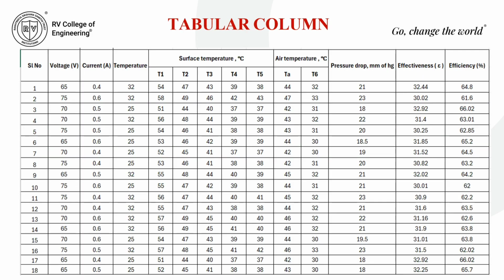This is the tabular column of the experiments. In total 18 experiments are conducted, and the data of the 18 experiments is taken. By using mathematical calculations and some formulas, we have found the effectiveness and efficiency of the fin for different combinations of the three key parameters which I have selected. So by using these data, let's see how to do the analysis in the Minitab software.